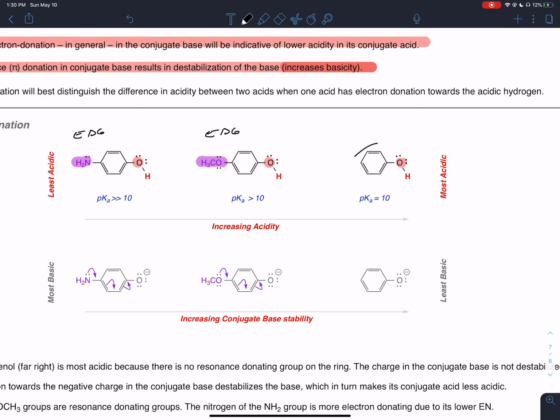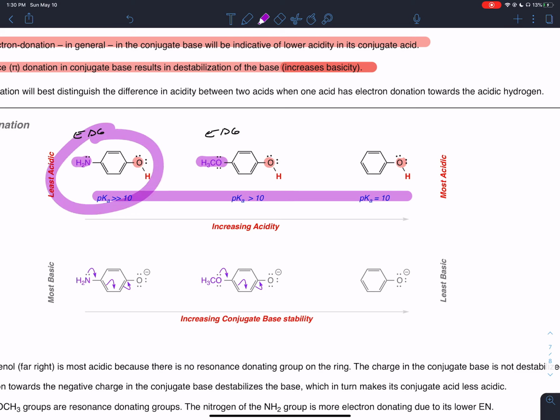And phenol, the unsubstituted phenolic compound, has a pKa around 10. Note the pKa values here. This compound has a pKa greater than 10. Now I haven't provided a specific value, but we know it's greater than 10. And this compound here, its pKa would be even greater than 10. And certainly greater than the pKa value of that acidic hydrogen in the middle molecule. Here's how we know that.